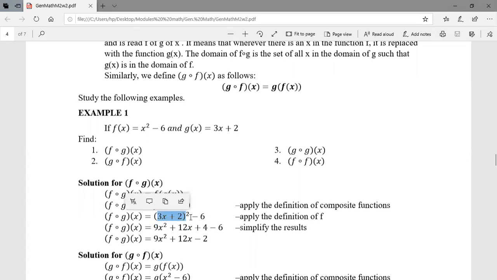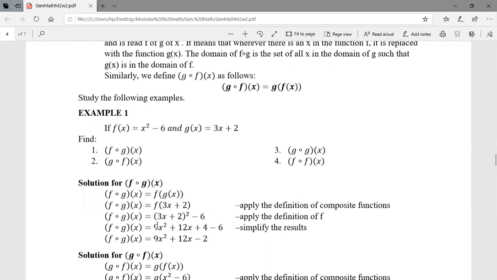Okay, square of a binomial. What is the rule for the square of a binomial? Multiply it by itself, 3x plus 2 times 3x plus 2. Okay, to make it easier for you to answer, this is the rule from Grade 8, factoring.